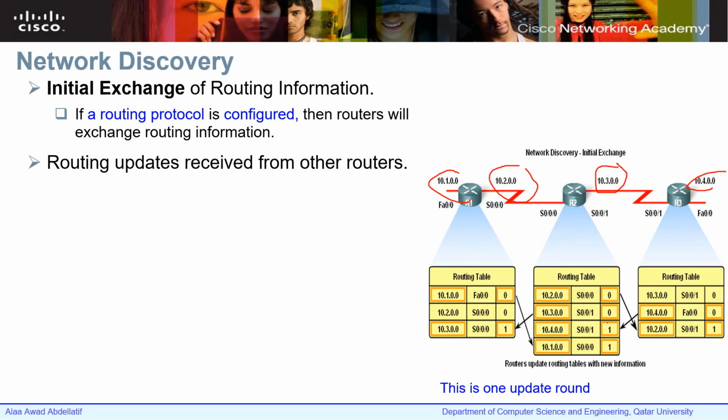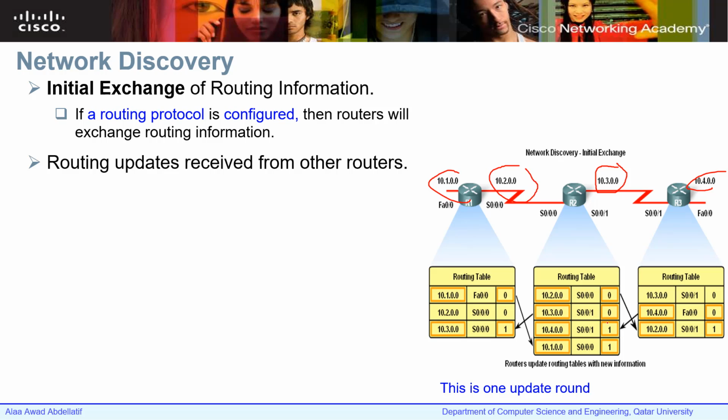We still need to update the routing table more, because convergence means that all routing tables at all routers contain the same information. All of us know the same information. Does it happen here? Does the routing table at R1 contain all the information? It is still missing 10.4. I know 10.1, but I am still missing 10.4. So my routing table is not complete.